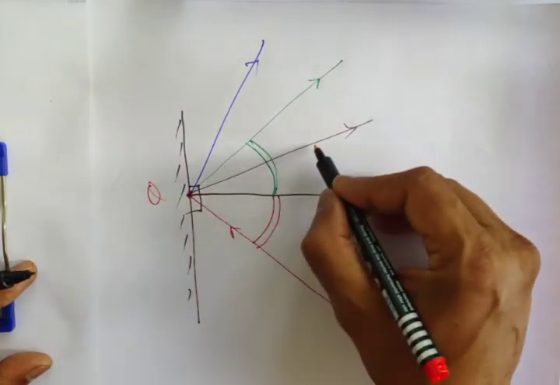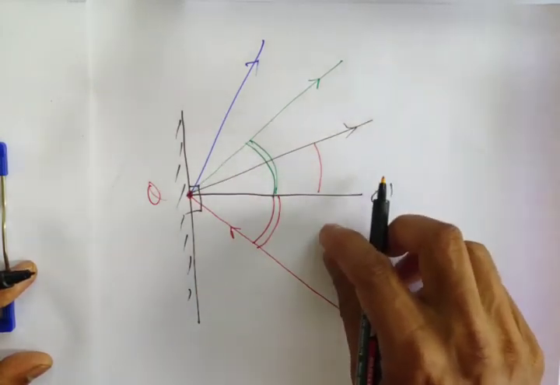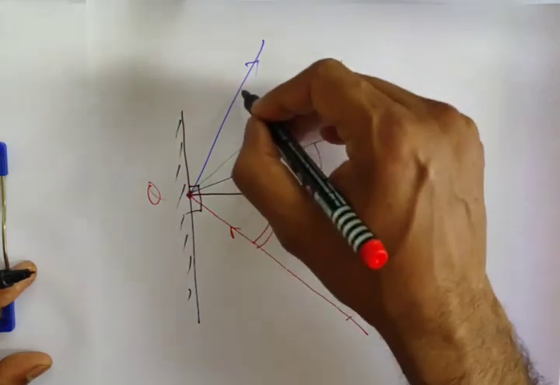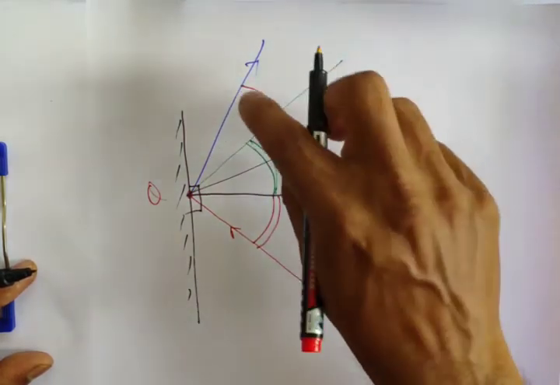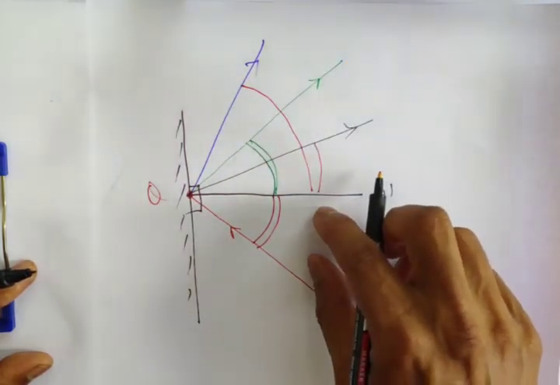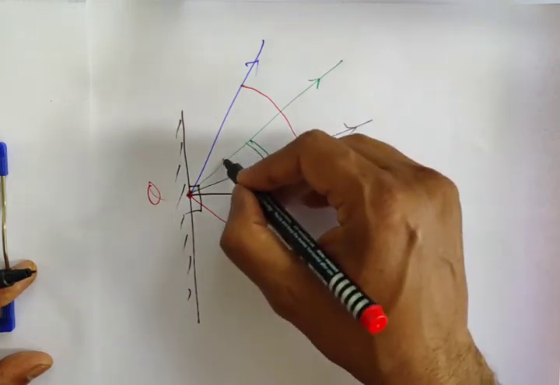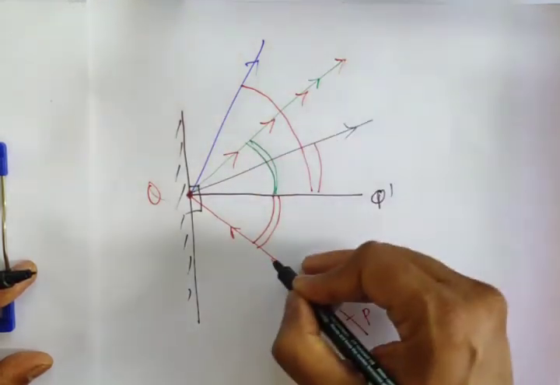If you take this reflected ray, then the angle of reflection is smaller than the angle of incidence. If you take the blue reflected ray, then the angle of reflection would become bigger than the angle of incidence. So the green one is correct, children. This one is correct. All right.